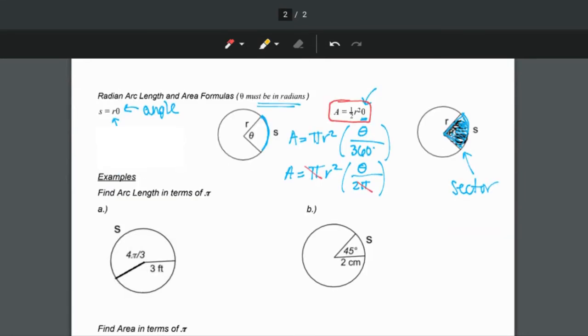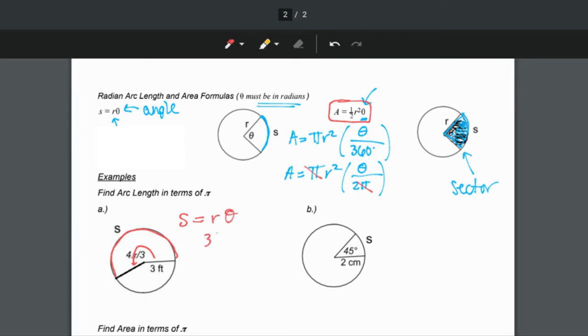So the first example says find the arc length in terms of pi. And so again, arc length is the pizza crust. So this 4/3 pi, that's more than 180 degrees. So in case you're confused as to which angle it's referring to, it's the larger of the two angles. And we want to figure out what's the length of the edge of the circle. So we're going to do arc length equals radius times the angle.